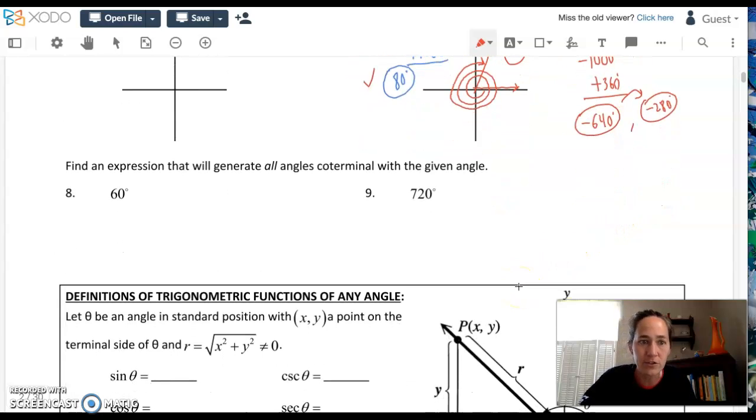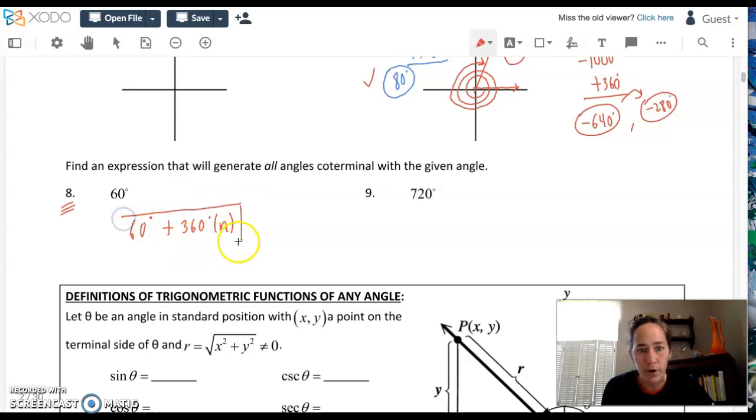And speaking of which, what it says in 8 and 9 is find an expression, could just cut to the chase, that's going to generate all the angles coterminal with a given angle. Let's do 60 degrees in number 8 as an example. Can you think of it on your own? Can you write a variable expression that would generate all the coterminal angles to 60 degrees? Well, what do we say in English words? We said you can add or subtract any whole number multiple of 360. So I'm going to put plus 360 degrees times n, like that.